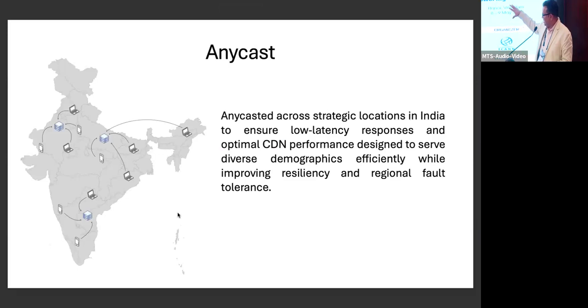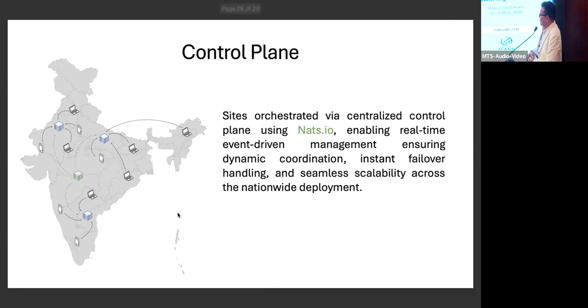This gives an overview of how these Anycast instances are geographically positioned, working as CDNs. Next slide. This is the control plane, and we are using nats.io right now. We worked with MQTT for the distributed communication model, but that was not giving us results because we wanted a fire-and-forget communication architecture, and nats.io is giving us that throughput. May I have the next slide?